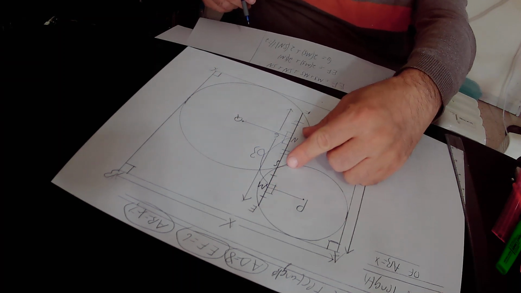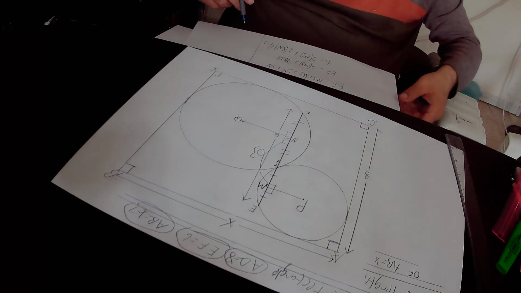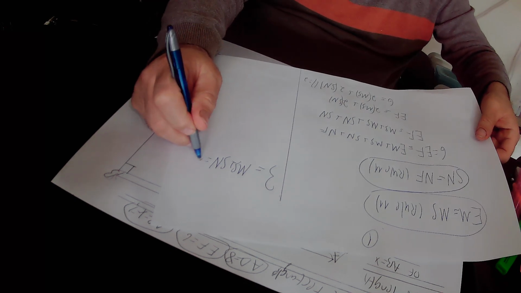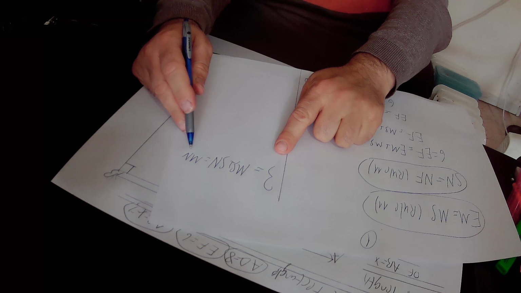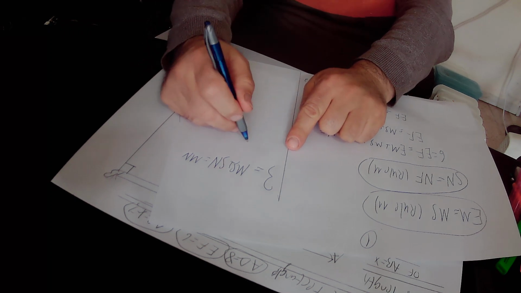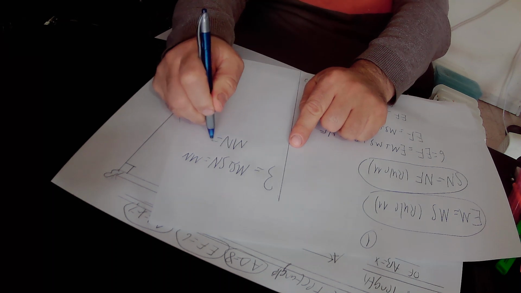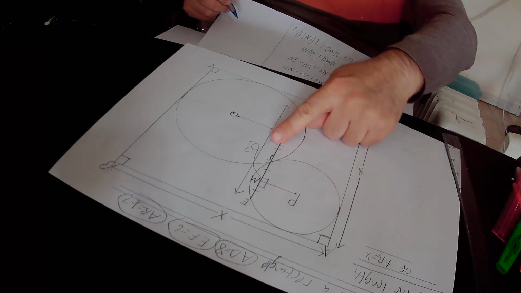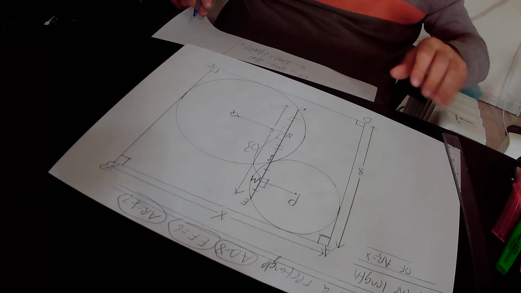But MS plus SN is MN. Okay? MS plus SN is MN. So, in conclusion, from this equation we derive that MN equals 3. Here, MN equals 3. This line segment MN equals 3 units in its length. Okay.